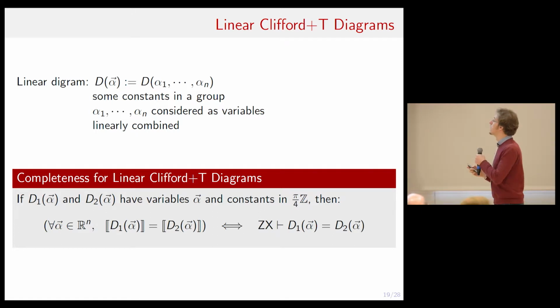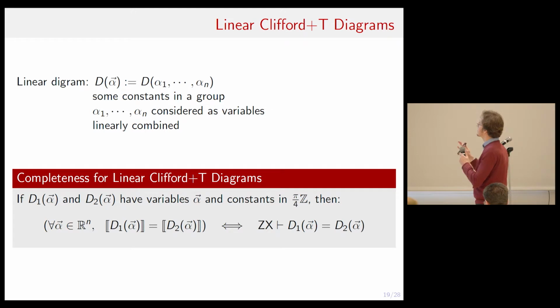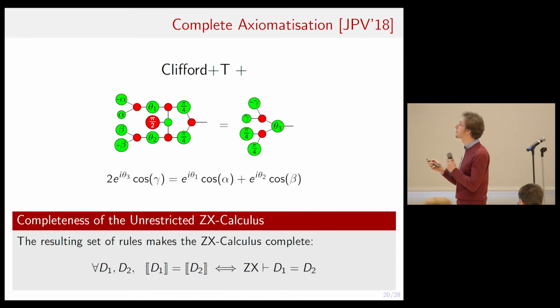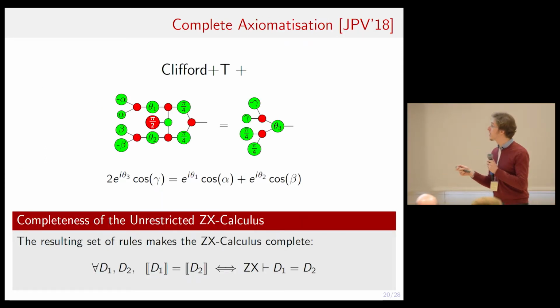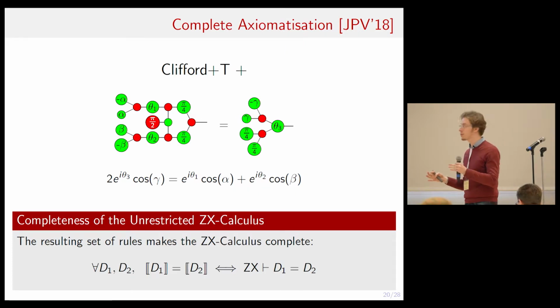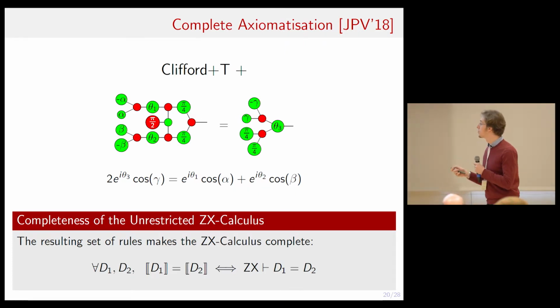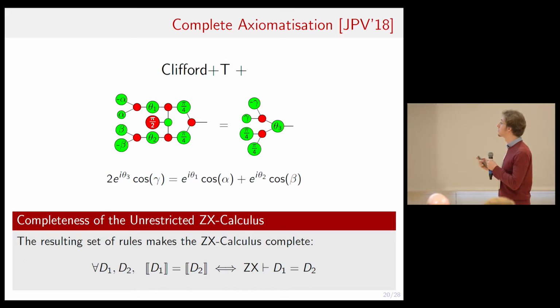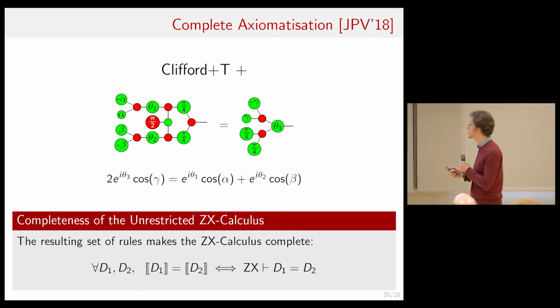All right. So this intermediate result proved to be very useful in order to prove the following one, which was to have a complete axiomatization, but this time for the language as a whole, with no restriction on the angles. And to do so, all we had to do was to add one axiom, which is this one. And there you go. You have a complete axiomatization for the ZX calculus.